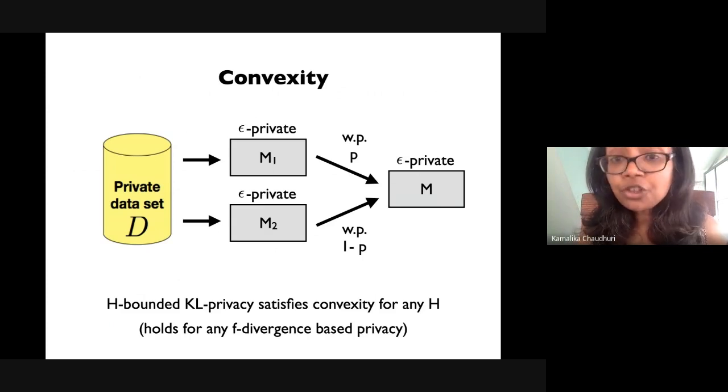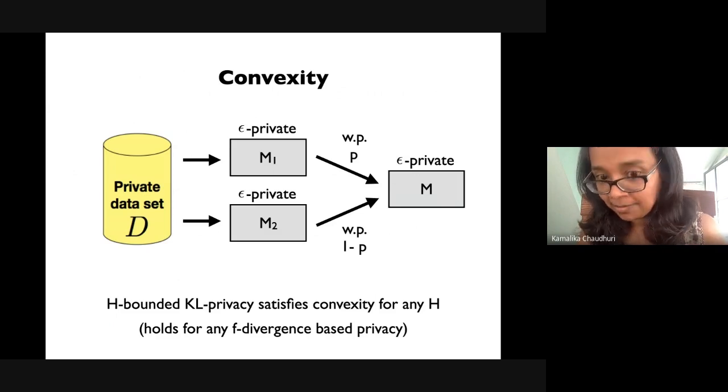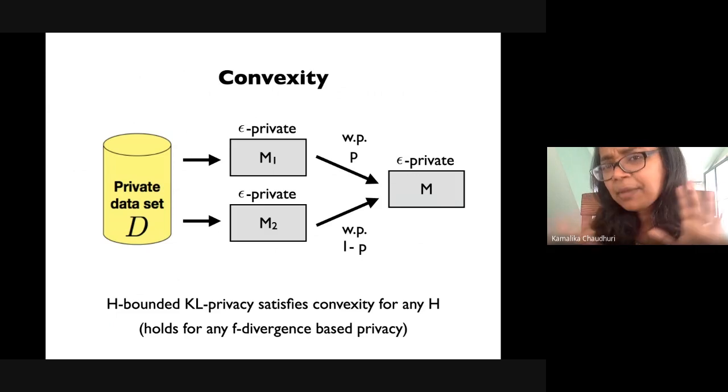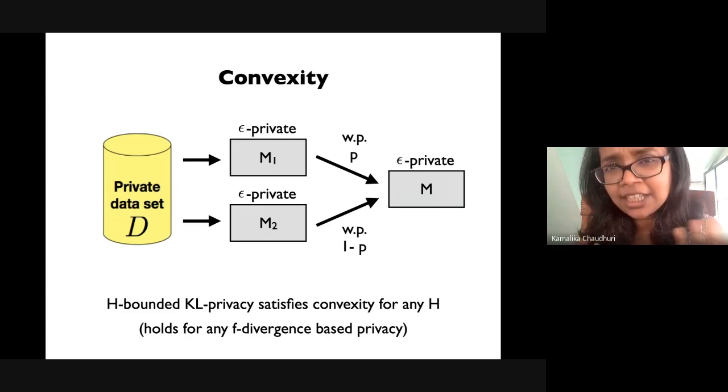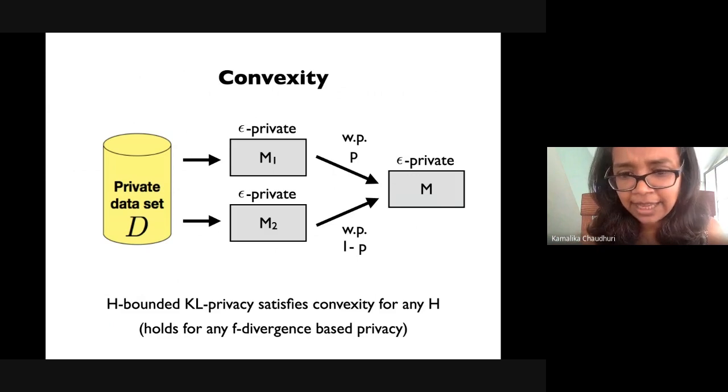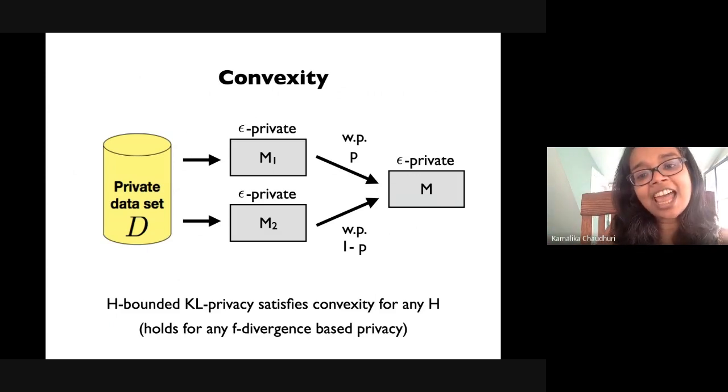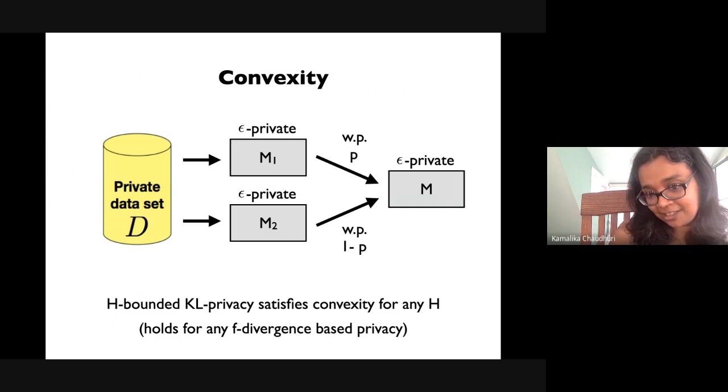Now, what we can show for convexity is that this holds for H-bounded F privacy for any H. You need to have some very mild conditions on H just to make sure that things are well behaved. This actually holds for any F divergence based privacy. The proof just comes from the convexity of f.